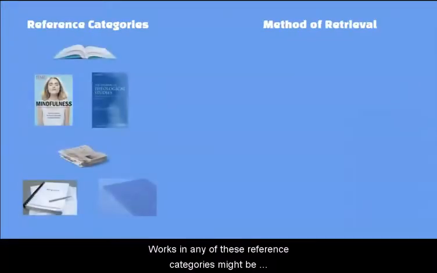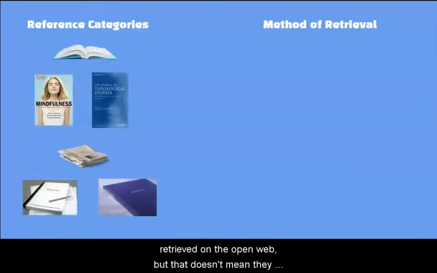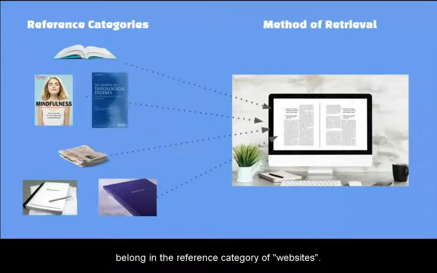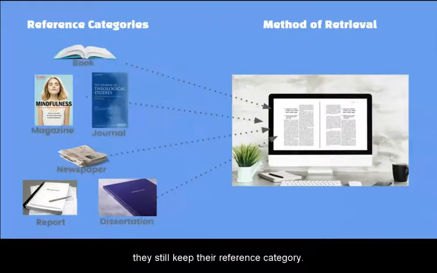Works in any of these reference categories might be retrieved on the open web, but that doesn't mean they belong in the reference category of websites. Even though they were retrieved online, they still keep their reference category.